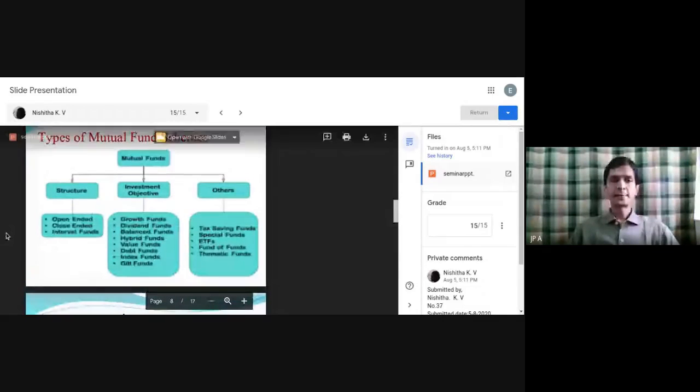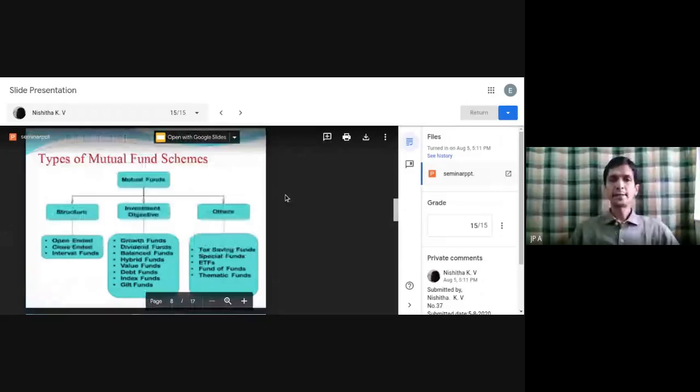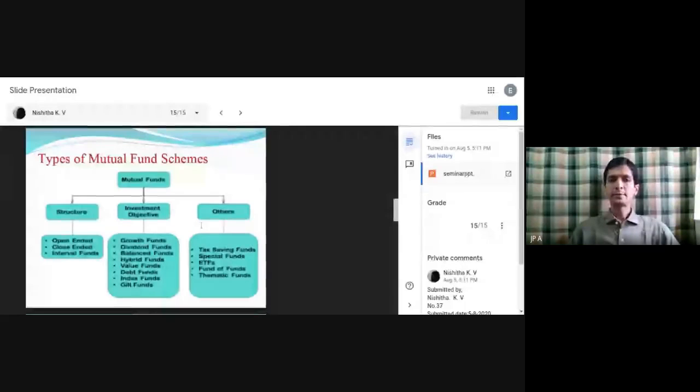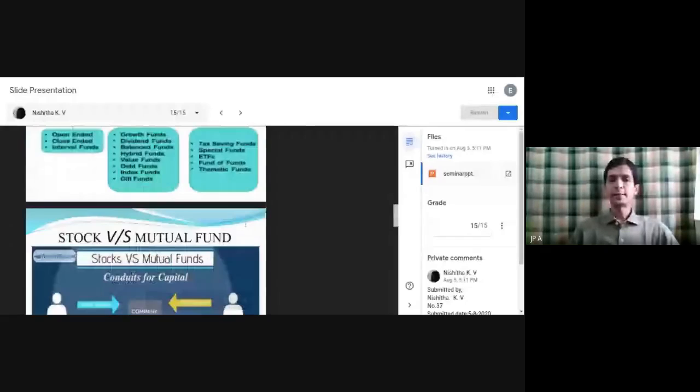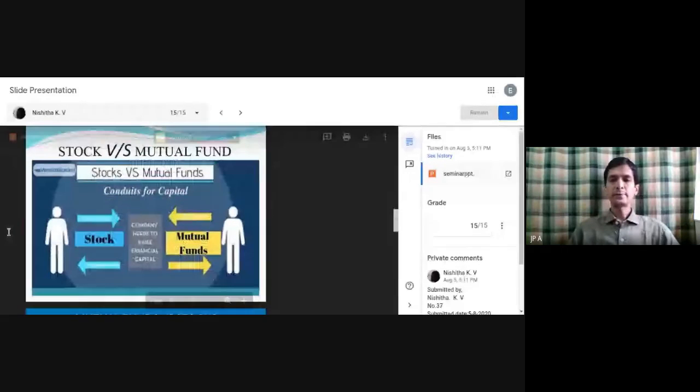And different types of mutual funds. So this is called a tree chart. The tree chart clearly explains the different kinds of mutual funds, the structure, the investment objective, and so on. What is the difference between a stock and a mutual fund? That also is made here.